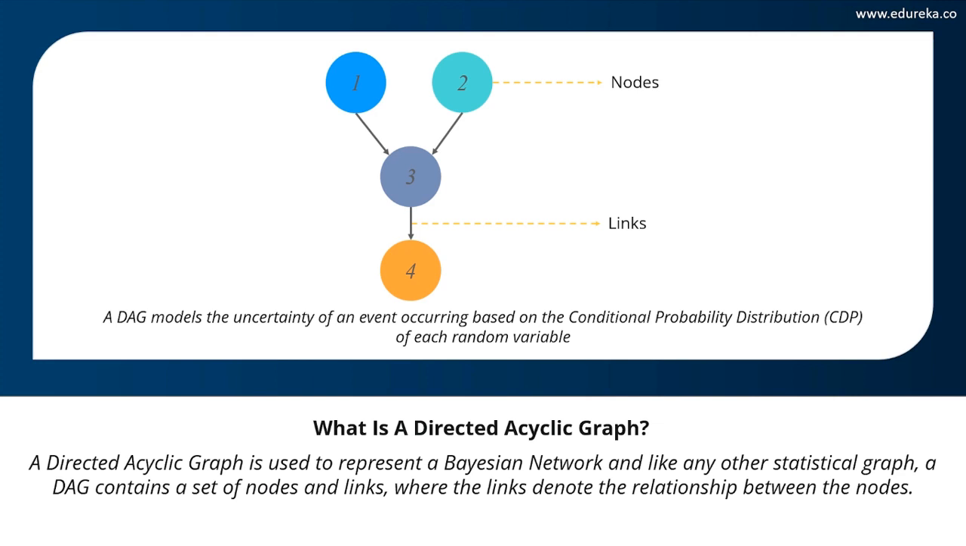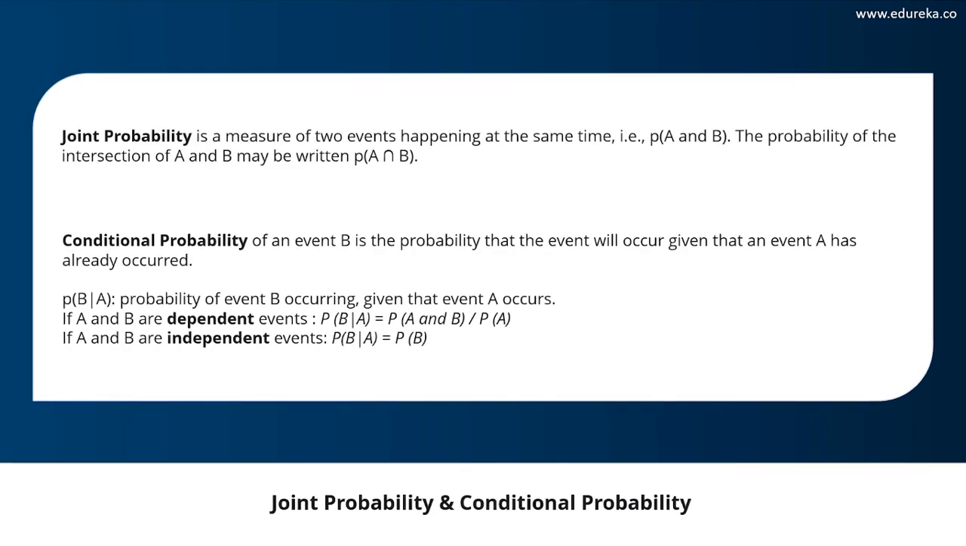But the question here is, what do these graphs model? What output can you get from a directed acyclic graph? A directed acyclic model will basically tell you the uncertainty of an event occurring based on the conditional probability distribution of each random variable. A conditional probability table is used to represent this distribution of each variable in the network. Now, I know some of you might get confused, might not know what conditional probability is. So before we move any further, let's understand the basic math behind Bayesian networks.